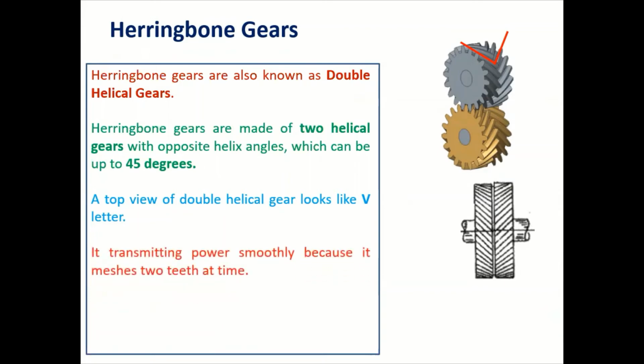It transmits the power smoothly because it meshes two teeth at a time. You can see here, as we know, these are the two teeth, right? In this also you can see the helical gear, suppose this is one tooth and this is another tooth. So both the teeth are engaged at a time, right? So we can transmit the power smoothly because it meshes two teeth at a time. That is the meaning of it.